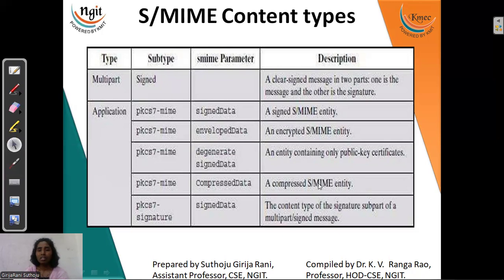Got it? So this is all about S/MIME, which is included in email security. S/MIME is a protocol for commercial email systems, which is one part of security at the application layer.